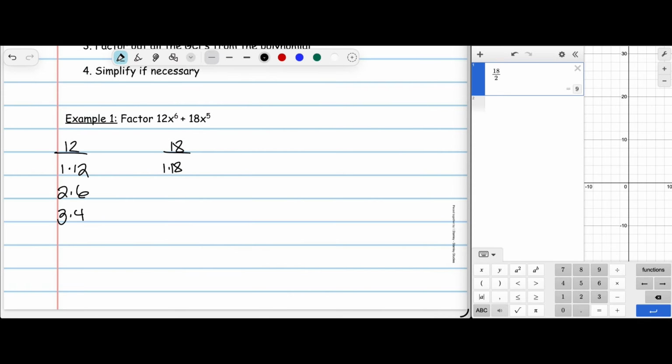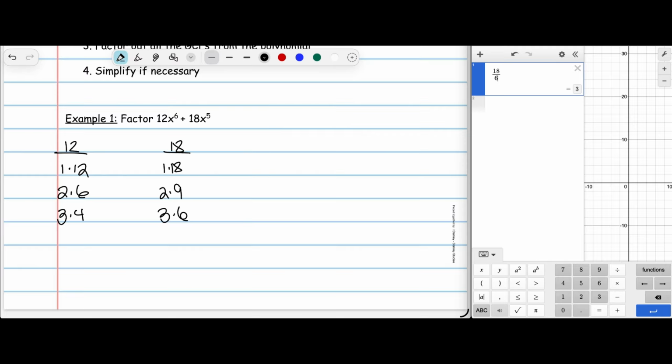We do 2. That'll be 2 times 9. We do 3. That'd be 3 times 6. We do 4. If you notice, 4 doesn't go into 18 evenly, so we can't use that one. We do 5. 5 doesn't either. Try 6, and that gave me a repeating one, just like 3 times 6. 6 times 3 is the same, so we can stop there.